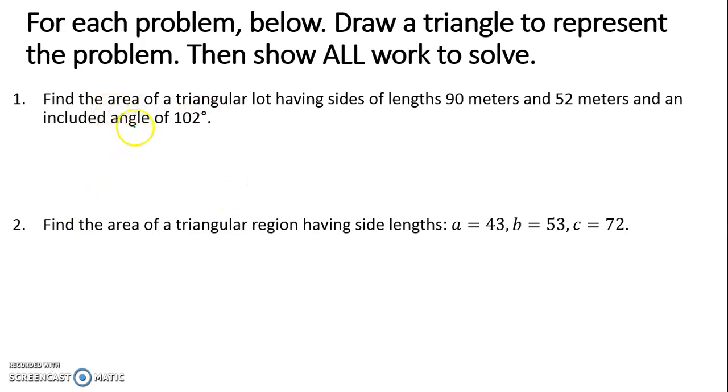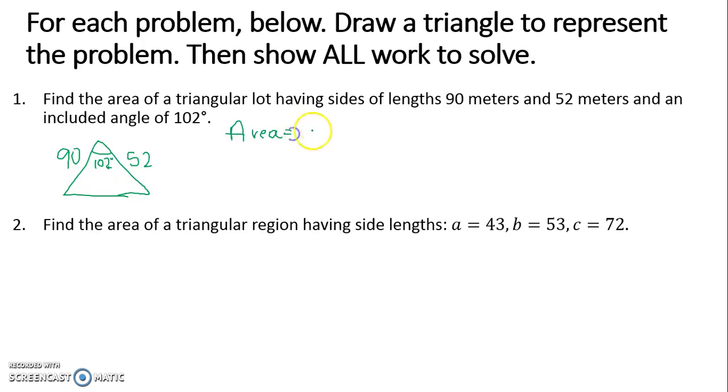Find the area of a triangular lot having sides of lengths 90 meters and 52 meters and an included angle of 102 degrees. So I would recommend drawing a triangle. I have sides with 90, 52, and the included angle, so that's the angle between them, is 102 degrees. So clearly not drawn to scale, but at least I can see, oh, that's side angle side, or I know an angle. I need to use my first area formula.